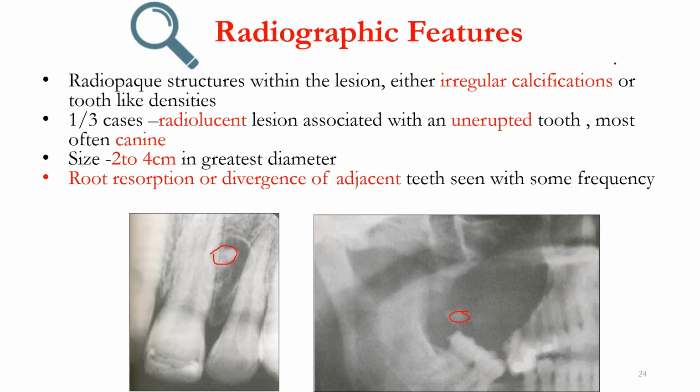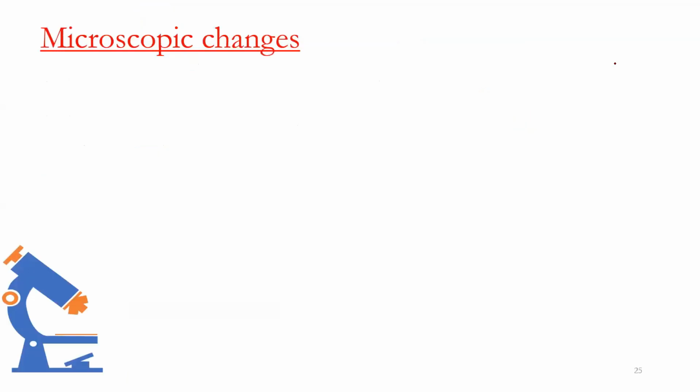Root resorption, or the divergence of adjacent teeth, is seen with some frequency, as is the case with some other cysts which can grow slightly bigger in size. And when it applies pressure on the adjacent teeth, you can see some amount of resorption as well, apart from tilting or the divergence.